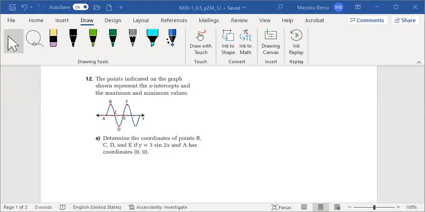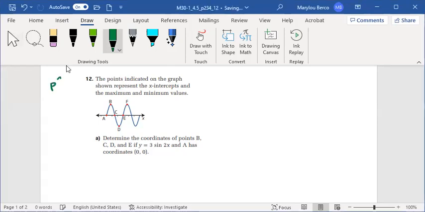Okay, let's take a look at number 12 on page 234. The points indicated on the graph shown represent the x-intercepts and the max and min values. So determine the coordinates of points B, C, D, and E if y equals 3 sine 2x and A has the coordinates 0, 0.